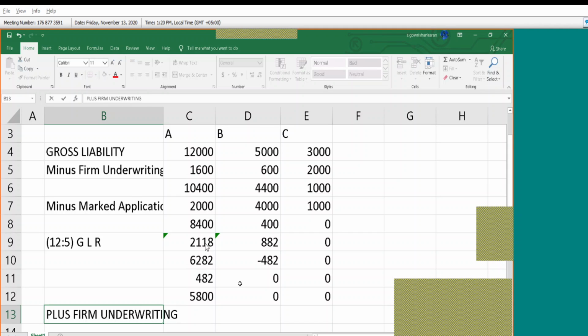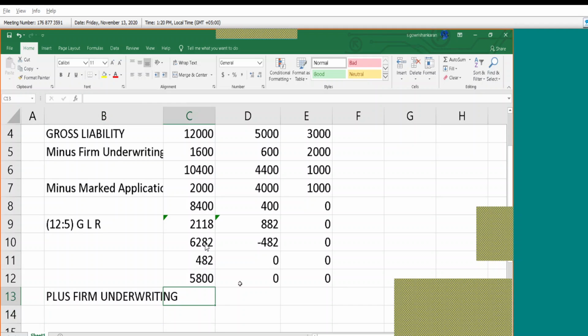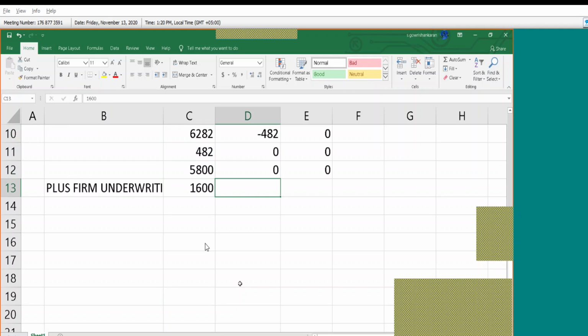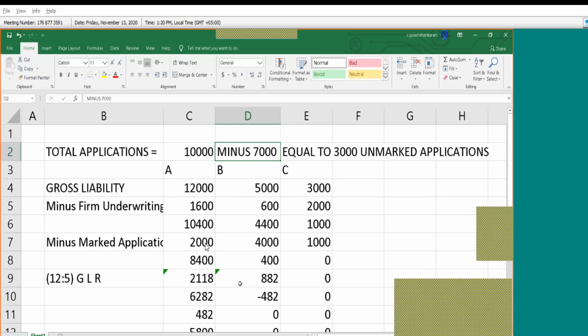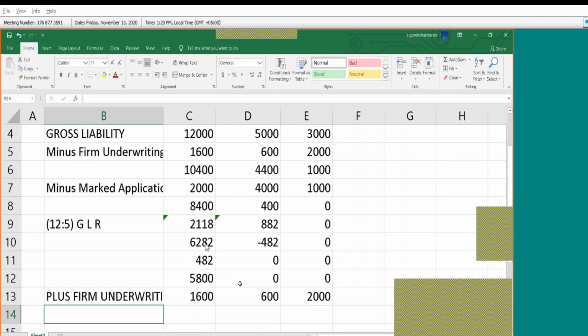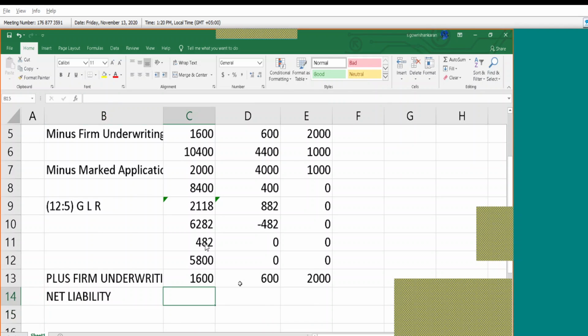Plus firm underwriting compulsory subscription. What we deducted first, that we have to add here: 1,600, and 600, and 2,000. This is what net liability. So net liability is 7,400 plus 600 plus 2,000.